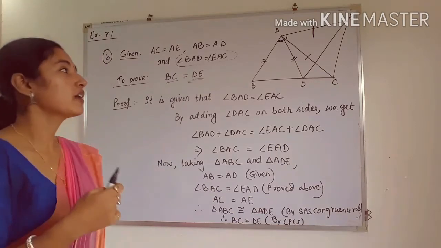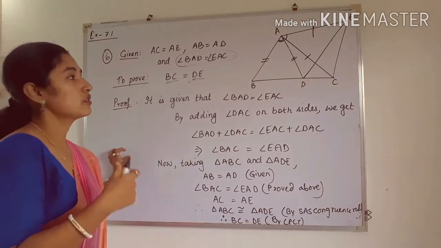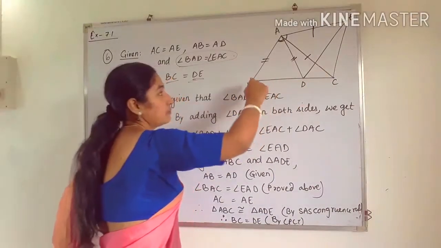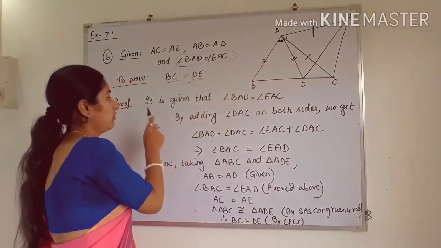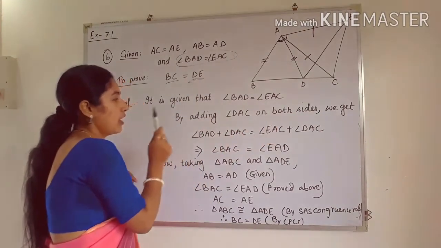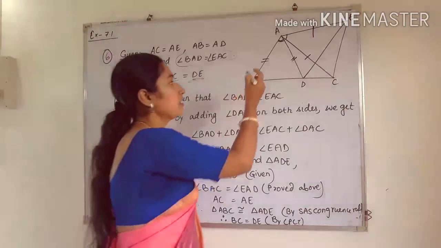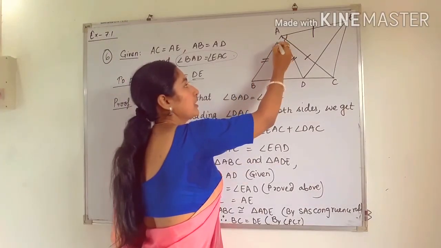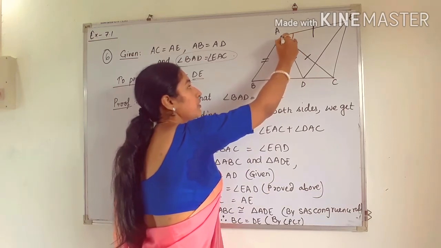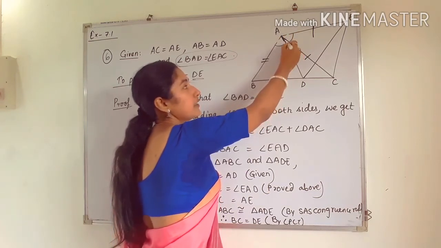So how do we make a new condition which belongs to the triangle BAC? See what I have done first. It is given that these angles are equal. Okay, I have written this. Next, what I have done, see, this is angle BAD. This angle is equal to this angle. Okay. In between them there is another angle, see this one.